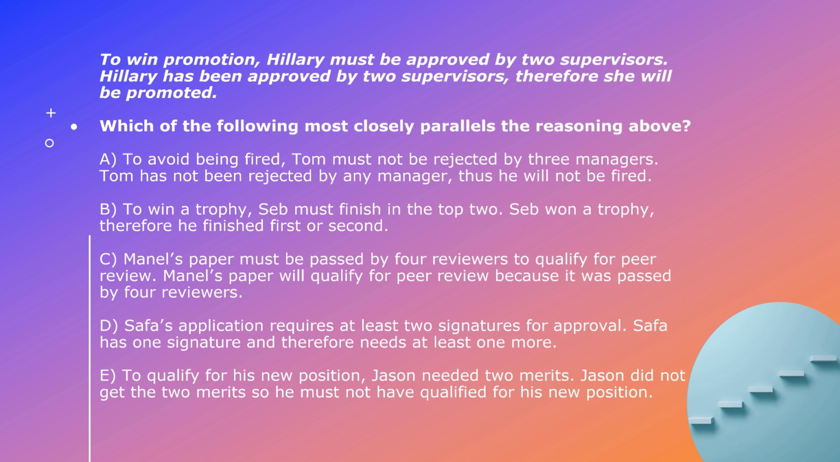So D's out. E, to qualify for his new position, Jason needed 2 merits. That's the condition, and it's positive, we're qualifying. Jason did not get the 2 merits, minus. That didn't parallel the original argument, therefore it's wrong. Notice when you're a bit practiced with these 2 techniques, you can get fairly quick at answering them.